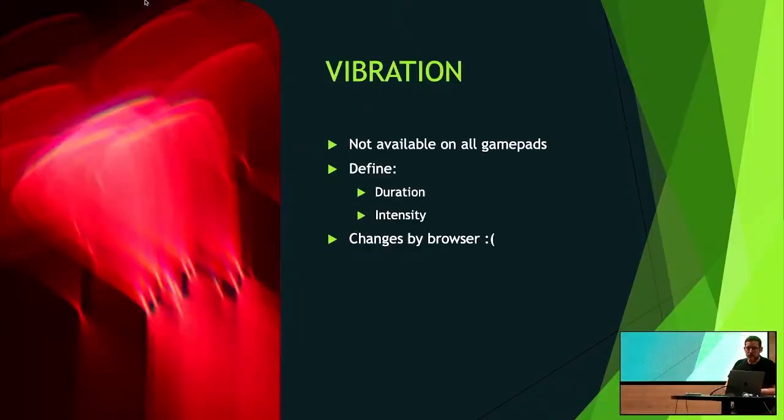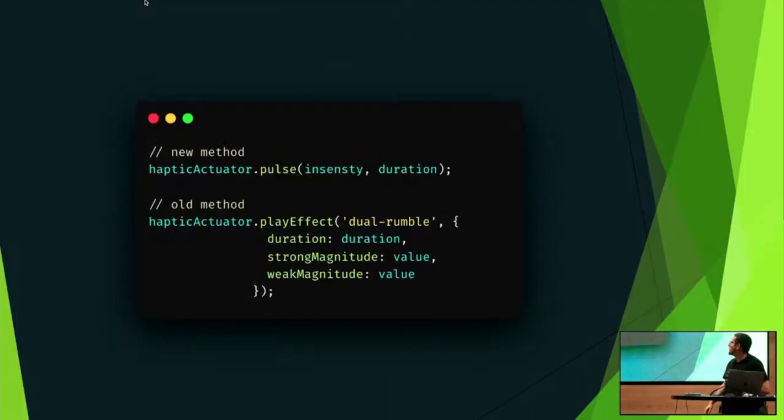So the vibration, again, it's not available in all the gamepads, but it's in the definition, which is good. And normally what you do is send the duration of how much it's going to vibrate and the intensity. Different gamepads have different values. And one of the issues is that the definition changes by browser. And again, Firefox. Firefox came up with their own definition, which is weird, although I think they're keeping up now with the new method that is a lot simpler, by the way.